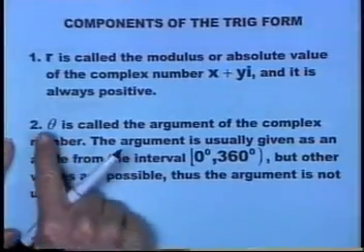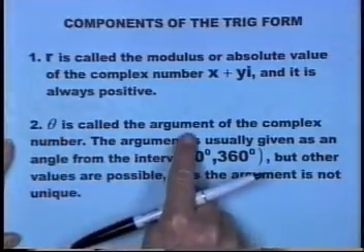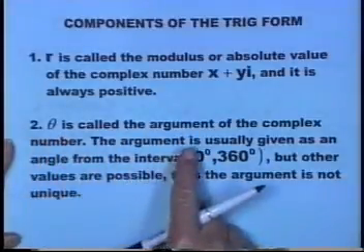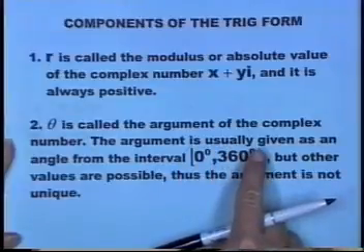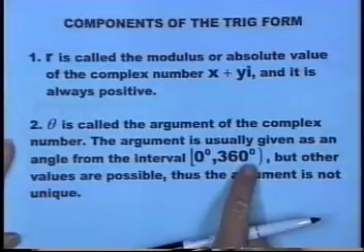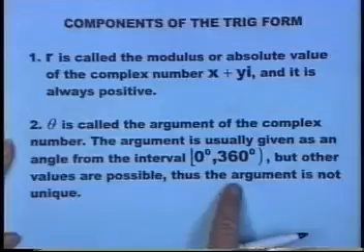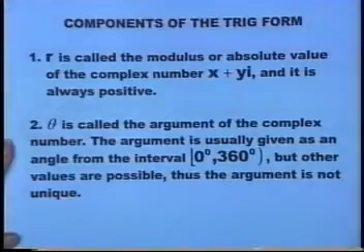Now, theta, the angle, the direction if you will, is called the argument of the complex number. The argument is usually given as an angle from the interval 0 degrees to 360 degrees. But other values are possible. Thus, the argument is not unique.